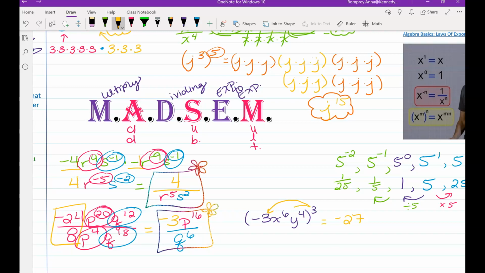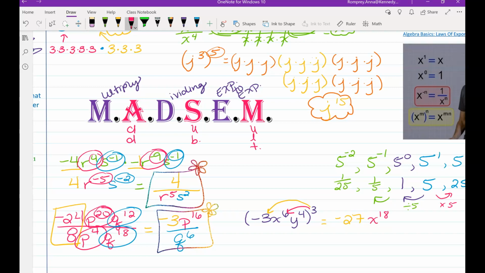All right, so what do we do when we have an exponent? Oh, different color, my bad. Exponent to an exponent, we multiply. So instead of writing out 3 glorious groups of x to the 6, I'm just simply going to say, what's 6 times 3? 18.